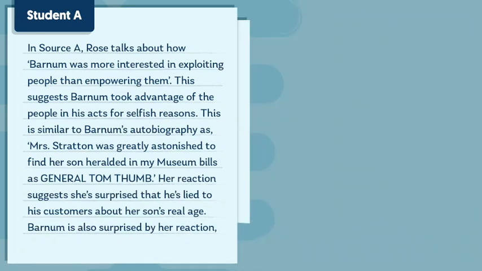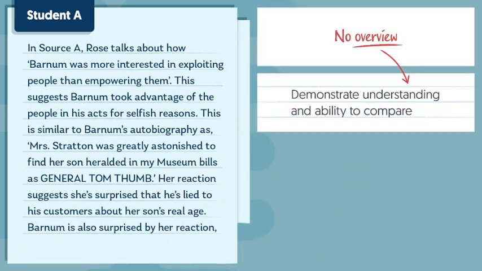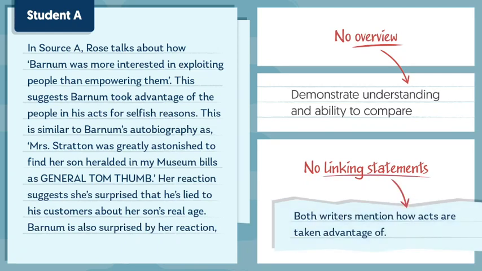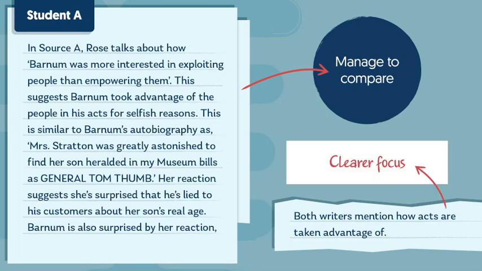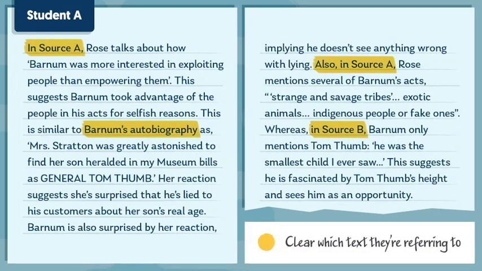Okay, so straight away we can see that this student is missing an overview, which would immediately demonstrate their understanding of the 2 texts and their ability to compare. Also, they don't use linking statements. For example, they could have written, both writers mention how acts are taken advantage of. They do manage to compare regardless, but a linking statement like this would give them and their examiner a clearer focus. What they do make clear to their examiner is which text they're referring to throughout their response.